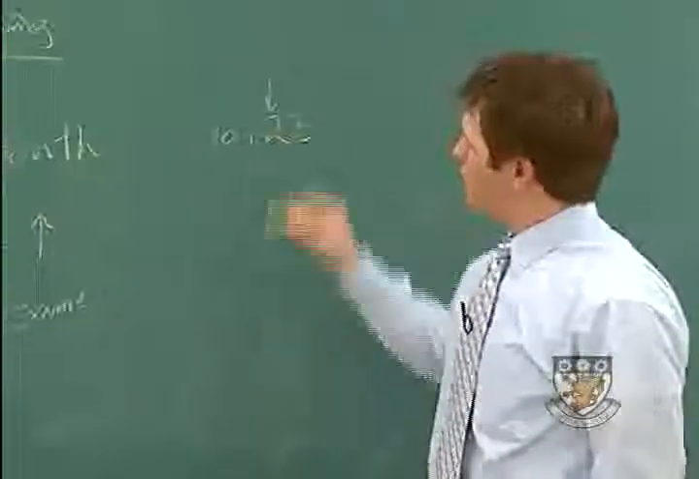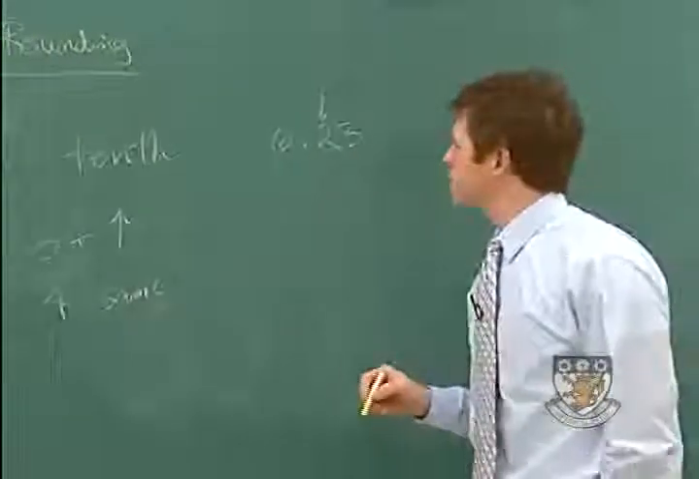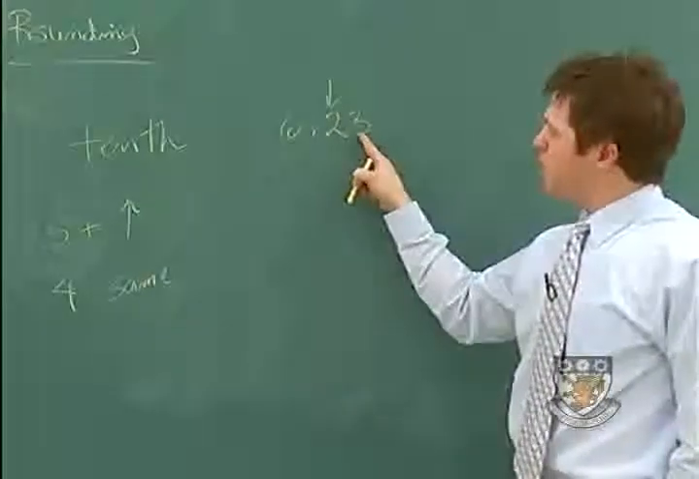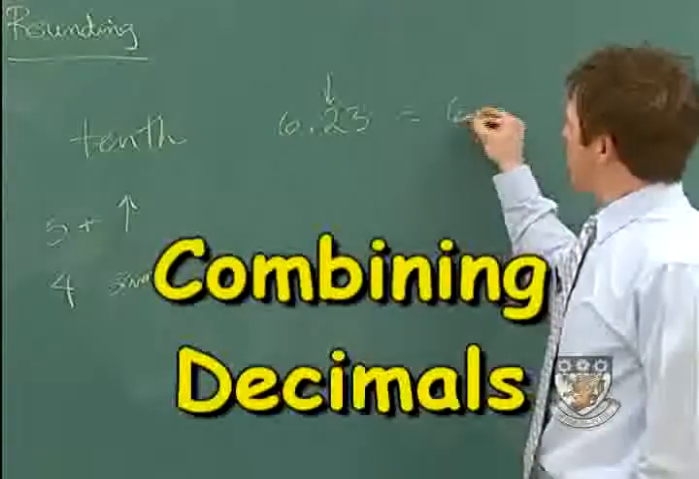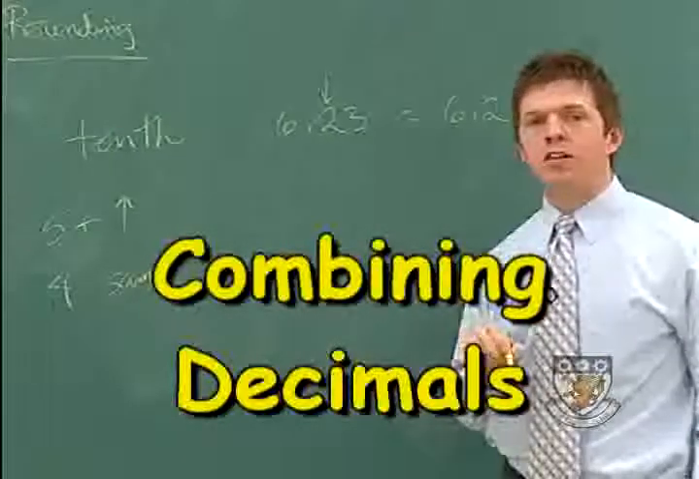So 6.23, we want to the nearest tenth. This right here is called the tenth place. So I look to the next number. To the nearest tenth, that'll be 6.2.